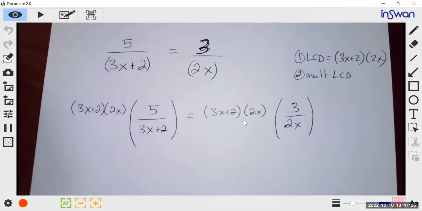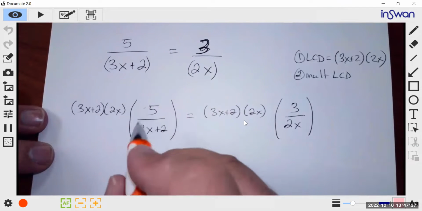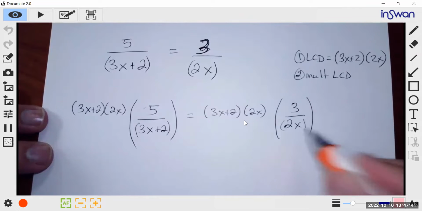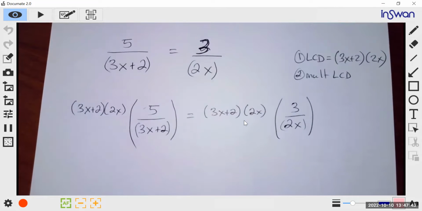When you have fractions and either the top or the bottom or both have an equation, put them in parentheses. If they have a plus or minus, put that, because it's in one equation, it has to stay together.